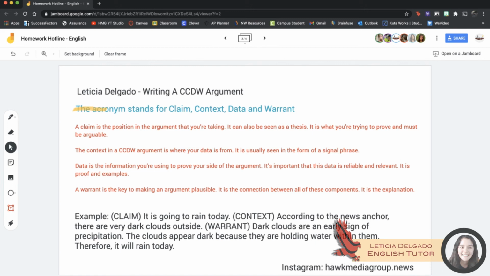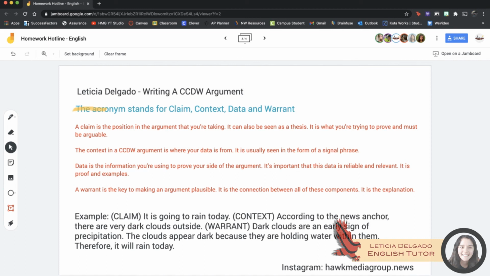A claim is the position in the argument that you're taking. It can also be seen as a thesis. It's what you're trying to prove, and it must be arguable. The context, the second component of the paragraph, is where you're getting your information from. It can also be seen in the form of a signal phrase. For example, according to the passage, or in Shakespeare's new book. It's your introduction towards your data.